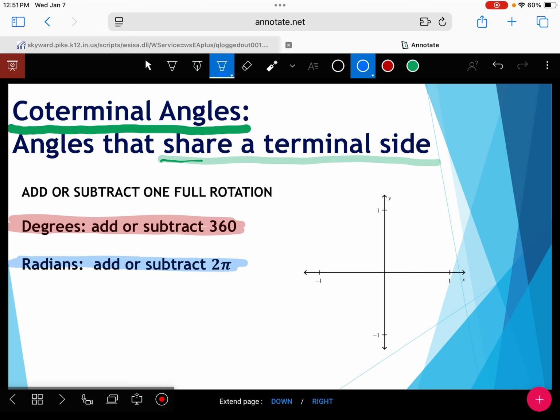So we all know that there are 360 degrees in one circle, in one revolution. However, you can do more than one revolution. Think about it this way. If you were to go outside and walk around the Pike football track or the track field, you can keep walking and do more than one lap, okay? If you go around one time, that's 360 degrees. But if you go around again, that's 720 degrees.